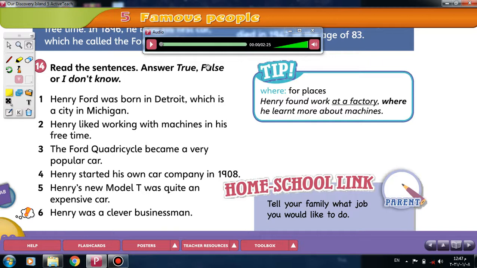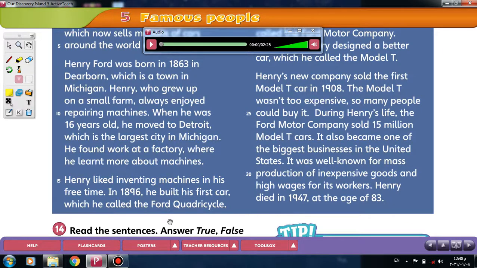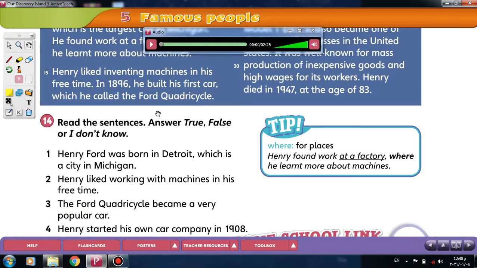Okay, so read the sentences, answer true, false, or I don't know, or IDK if it is not mentioned in the passage before. So 1. Henry Ford was born in Detroit, which is a city in Michigan. False, it's false because he was born in Dearborn, which is a town in Michigan as well. 2. Henry liked working with machines in his free time. Henry liked inventing machines in his free time. So it's correct. True. So the first one is false. Write F. Second is true.